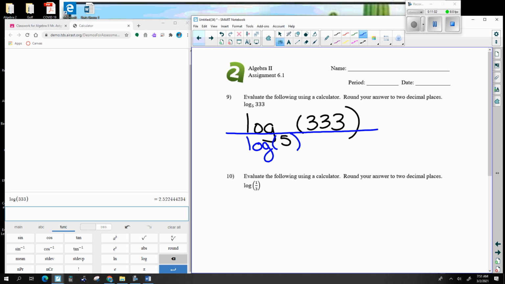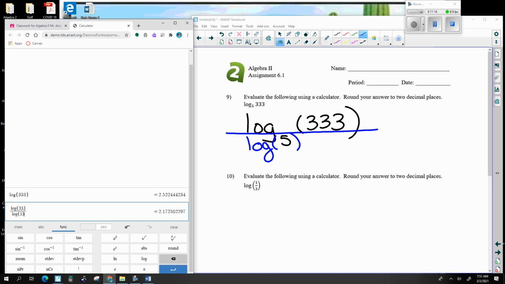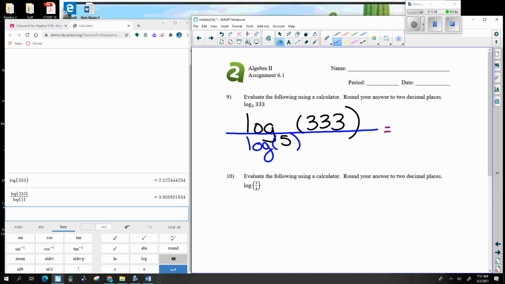I'm not exactly sure how closely they look at it, but I would really probably encourage you to use parentheses. So log 333 divided by log 5. And so we see that this result is 3.60, oh, 2 decimal places, 3.61. Because again, that was 3.608, rounding to 2 decimal places, that rounds to a 1.